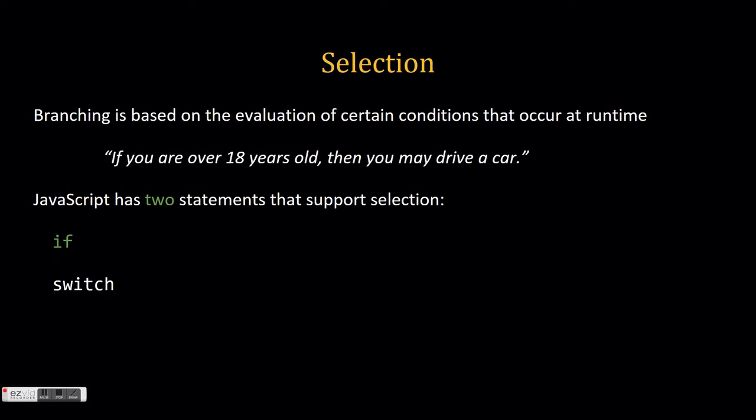Okay, so the selection structure. If we look at this example that we have here, we're saying if you're over 18 years old. The question that we're asking is, are you 18 years old? If yes, then you may drive a car. If no, then you may not drive a car. And to support this selection, how you choose that the user can or cannot drive a car, we look at if statements, and that's one of the statements that we'll look at to see how you support that.